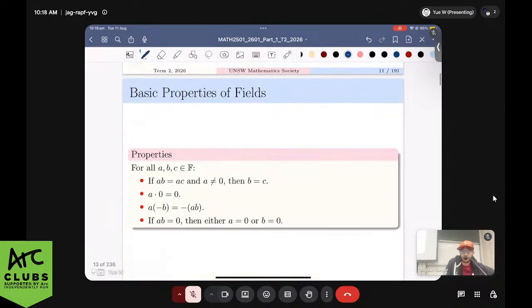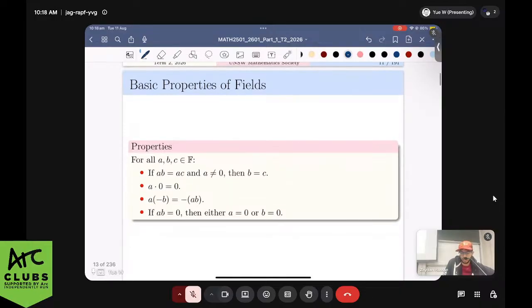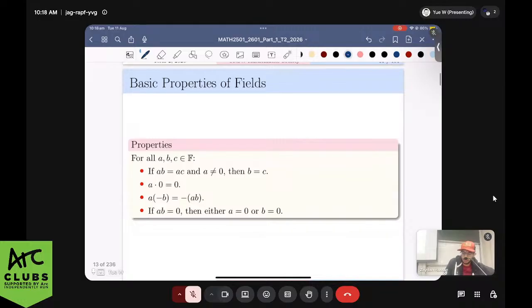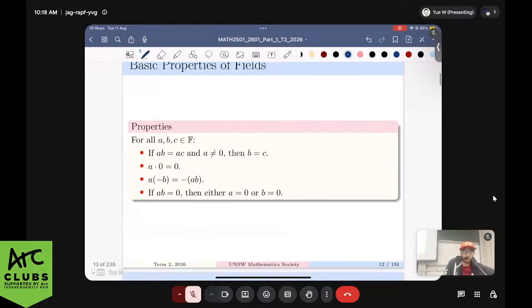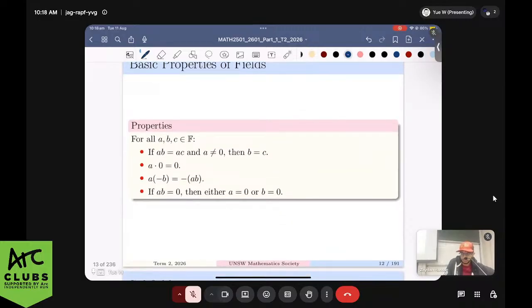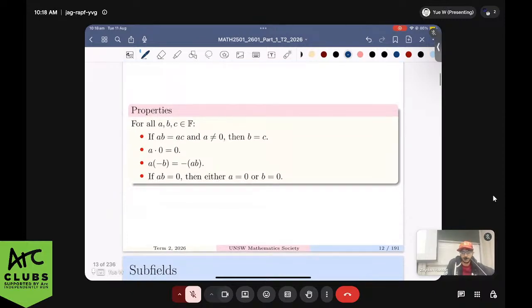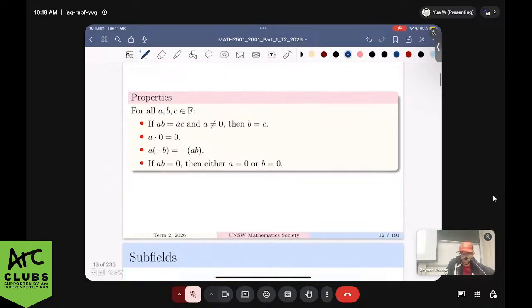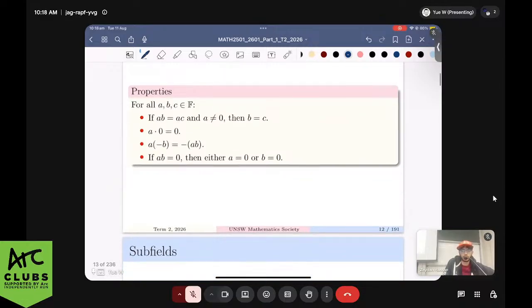Okay, so basic properties of fields. You have a cancellation law as long as A is non-zero. This is pretty intuitive. Then A times 0 is 0. A times minus B is minus AB, where minus is the additive inverse. And if AB equals 0, this is the zero products property, then A equals 0 or B equals 0.